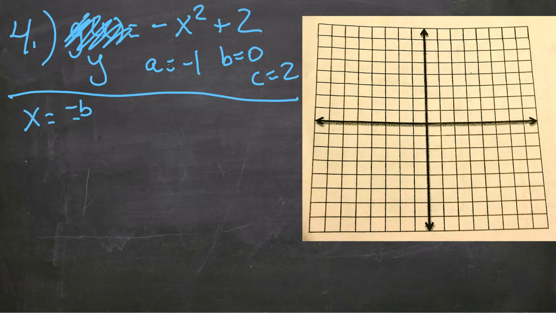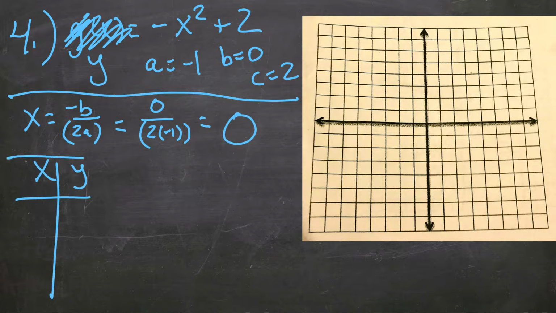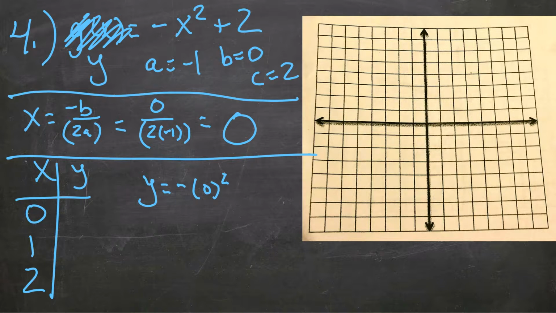X equals the opposite of B over 2A. Remember, the bottom's in an extra set of parentheses. I get 0 all over 2 times -1, which is 0. Make my xy chart. 0, 1, and 2. I plug in 0. I get y equals -0 squared plus 2. I get +2.